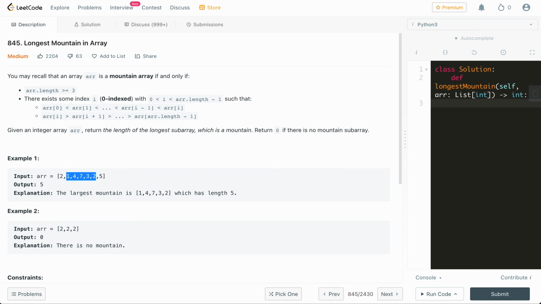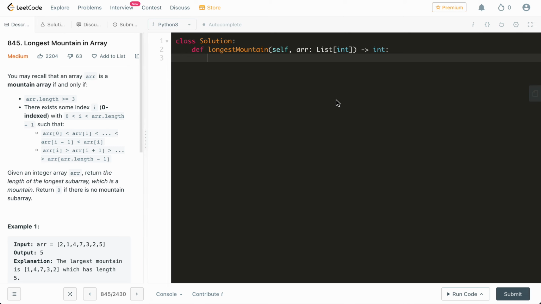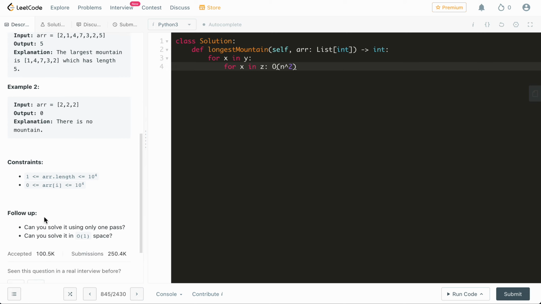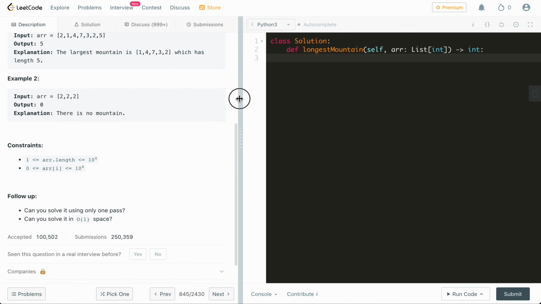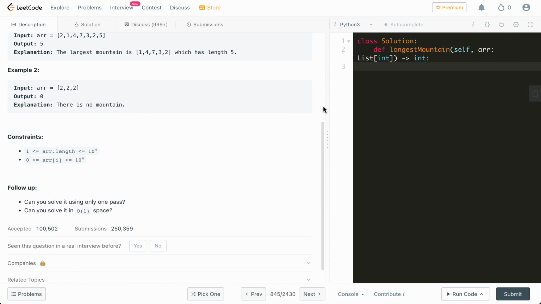But if we have a for loop over x inside a for loop over y, and then another for loop over z, this is going to equate to a big O of n squared time complexity or worse, and it's asking us to do this in one pass. So really what this is looking for is a time complexity of linear time, which would be big O of n, where n is the number of elements in the array. And this can definitely be done. Actually, it's probably the easier solution.